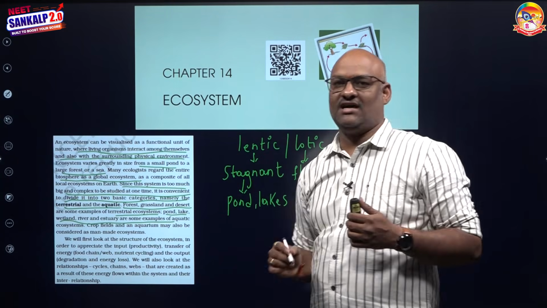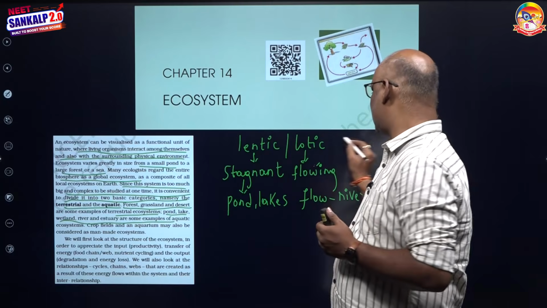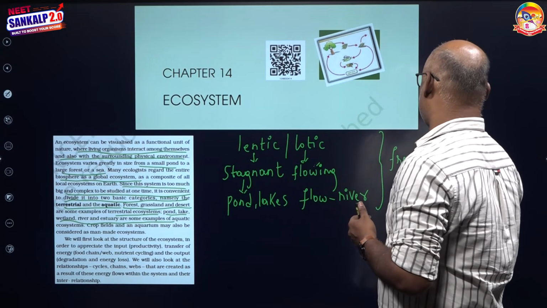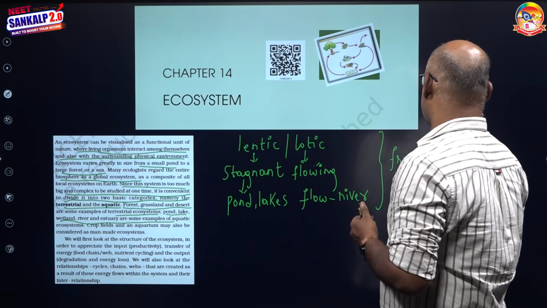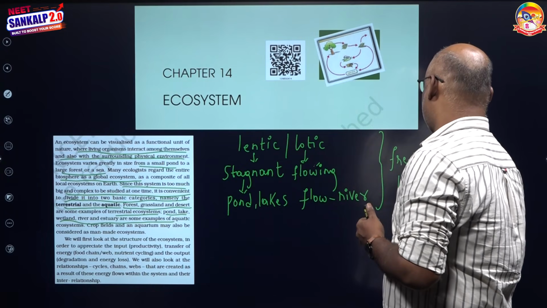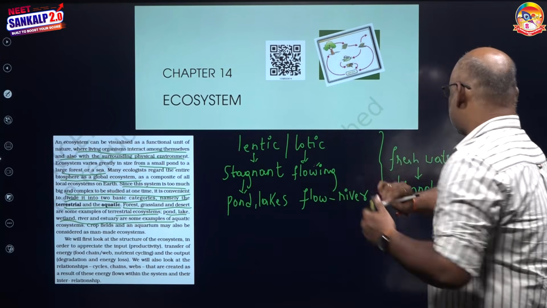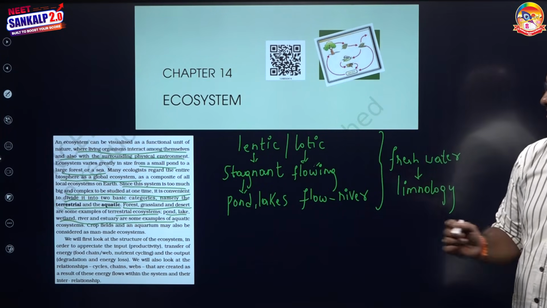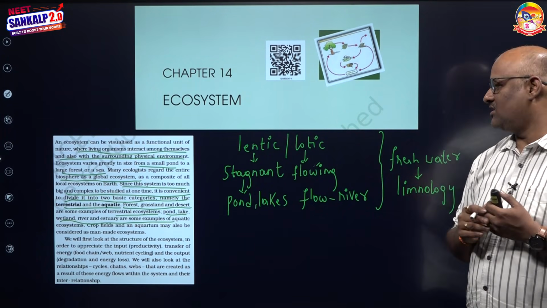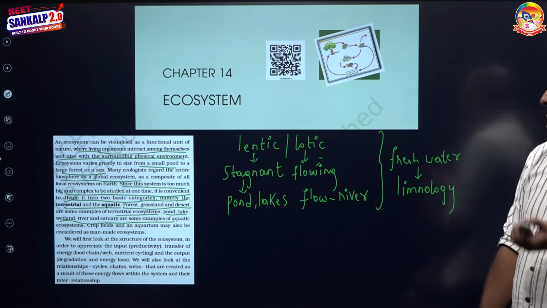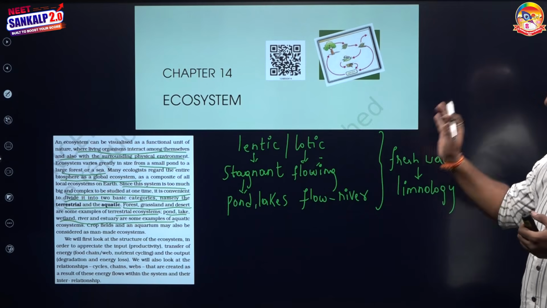Ponds, lakes and rivers all come under freshwater ecosystems, and the study of freshwater ecosystems is called limnology. So, these are the freshwater ecosystems which we are going to discuss: lentic, lotic, the stagnant ecosystems and the flowing ecosystems, ponds, lakes and rivers.